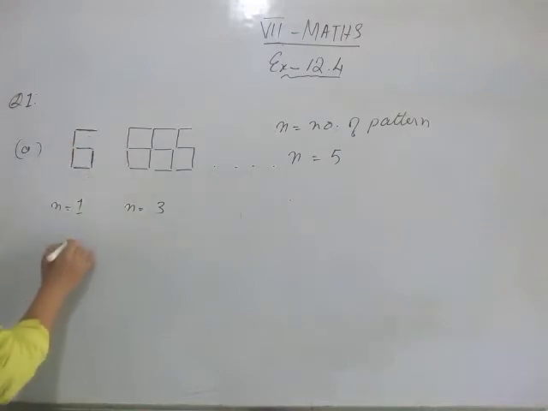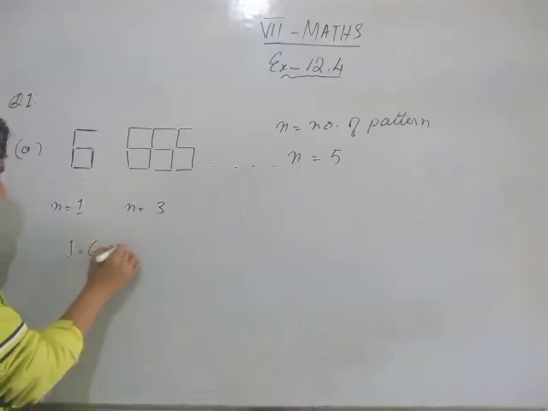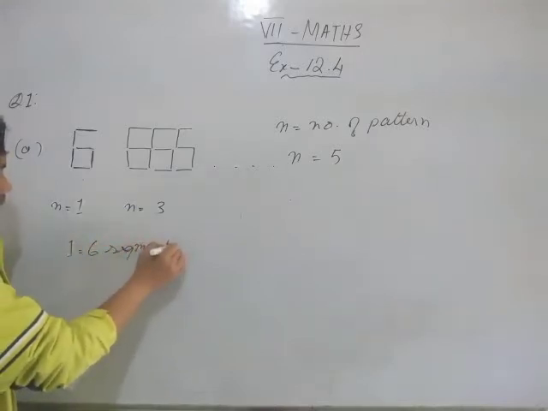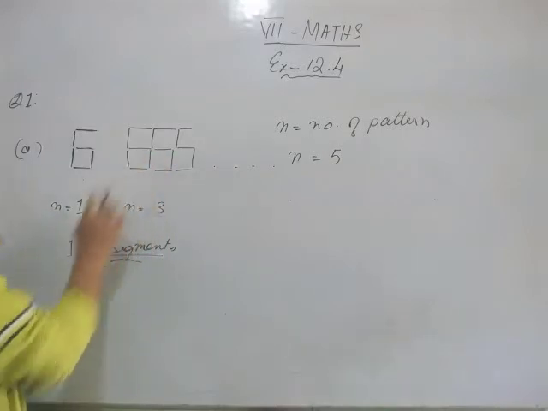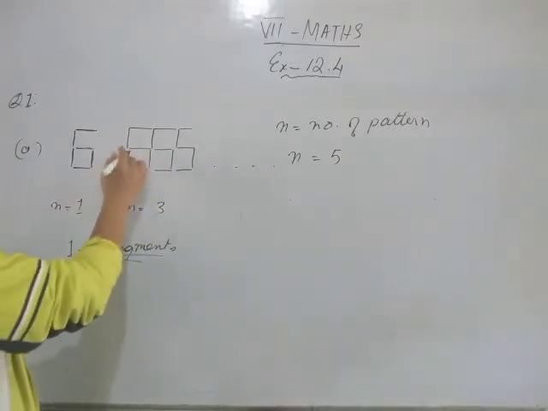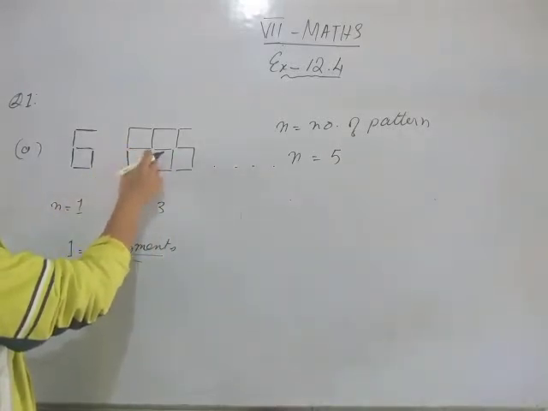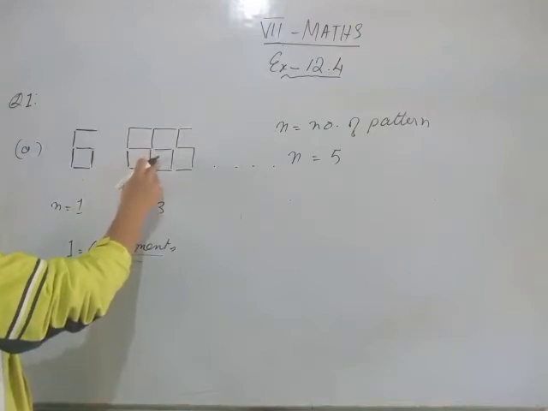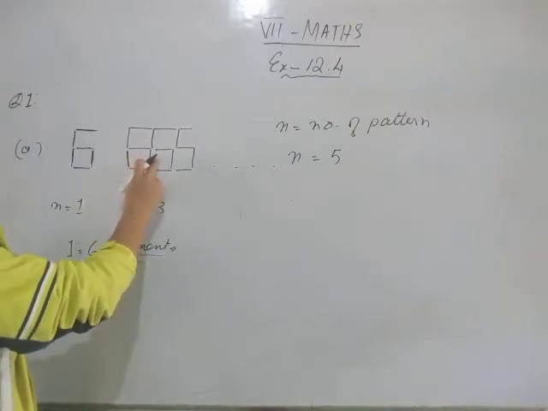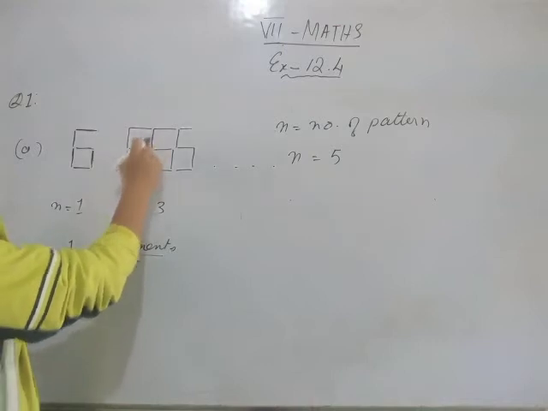That means for pattern 1, there are 6 segments, isn't it? So what happens if you continue in a way that all are joining and having 1 segment in common here? You can see for this 6 and for this 6, 1 is common.